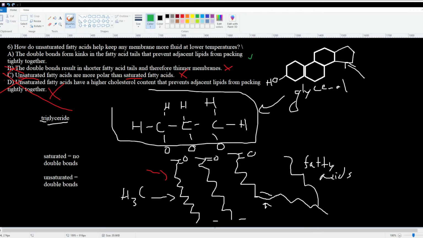That leaves A. What does A say? The double bonds form kinks in the fatty acid tails that prevent adjacent lipids from packing together tightly. Well, that's exactly right. That's exactly what we talked about. This double bond here, and the fact that it's going out like this instead of going straight like this, is the entire reason why there are unsaturated and saturated fatty acids, whether they're fats that are solid at room temperature or fats that are liquid at room temperature. This is the reason why.